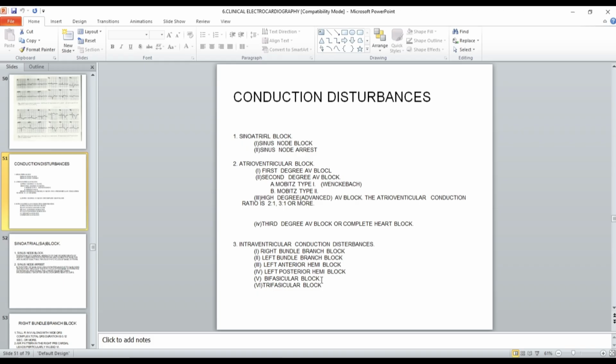Bifascicular block: in bifascicular block there is right bundle branch block plus one of the branches of the left bundle is affected. The pattern in ECG will be right bundle branch block pattern plus axis deviation, either right or left. That will be bifascicular. In trifascicular, it is the bifascicular block plus increased PR interval. If the PR interval is increased more than 0.2 seconds, that will be trifascicular block.